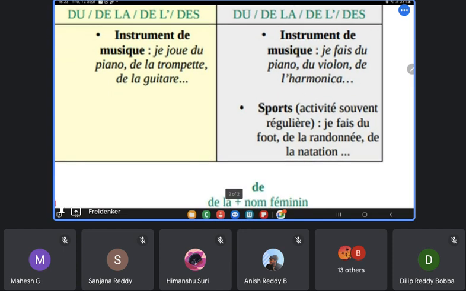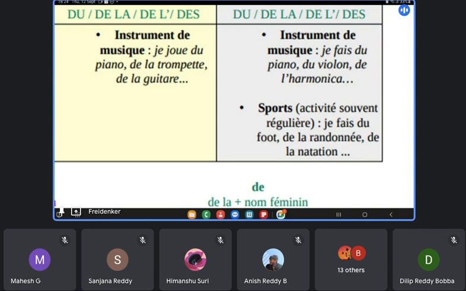Je fais de la. Sports and activities. Souvent is often. Yes, it's given here. Activities, often regular. So, activité souvent régulière. Je fais du foot. So, I play football, but regularly. It is more regular than je joue au foot. De la randonnée, hiking. De la natation, swimming.